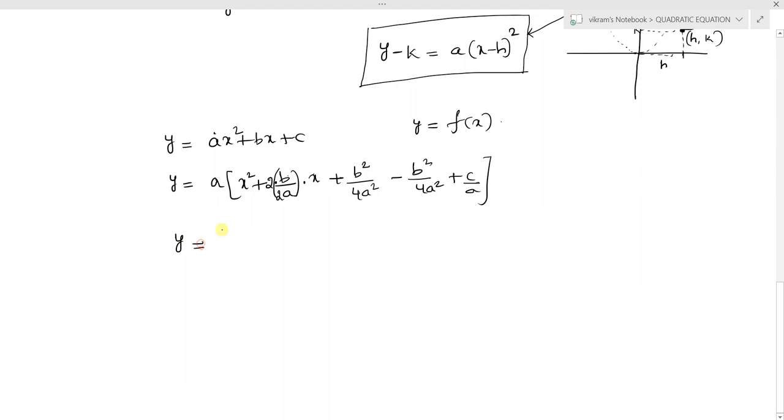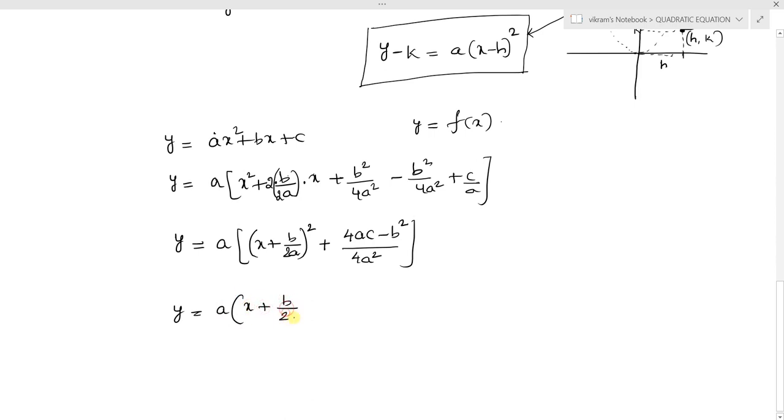If we simplify this, we get a times (x plus b by 2a) whole square plus (4ac minus b square) by 4a square. If we further simplify, we obtain y equals a times (x plus b by 2a) whole square, and if we multiply over here, we get (4ac minus b square) by 4a.